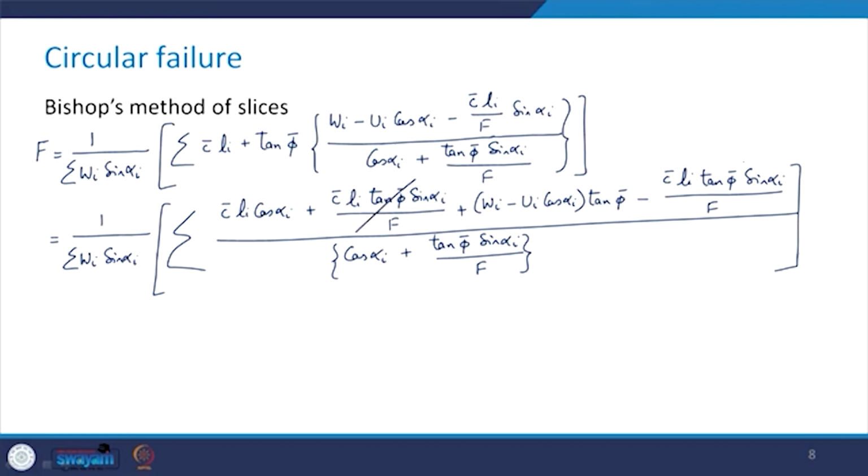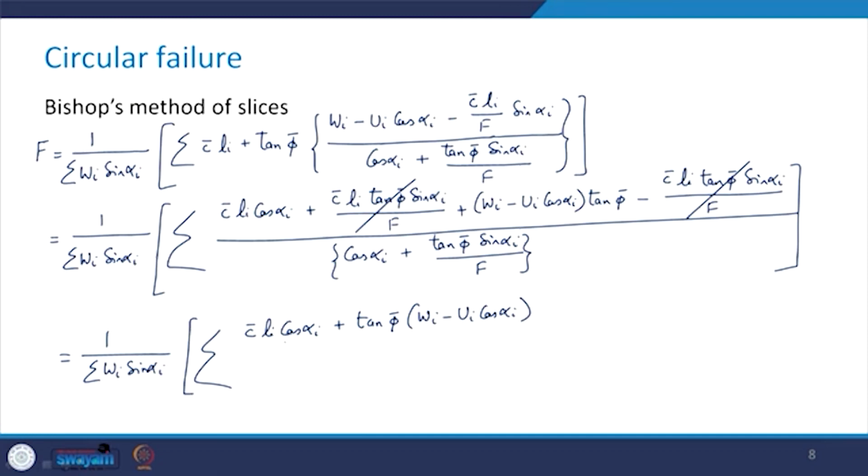Now, you see that this term and this term will get cancelled out, and what we are ultimately going to have is 1 upon summation Wi sin alpha i multiplied by summation sign, and we will have C bar Li cos alpha i plus tan phi bar (Wi minus Ui) cos alpha i divided by cos alpha i plus tan phi bar sin alpha i divided by F. So, this is what we are going to get.